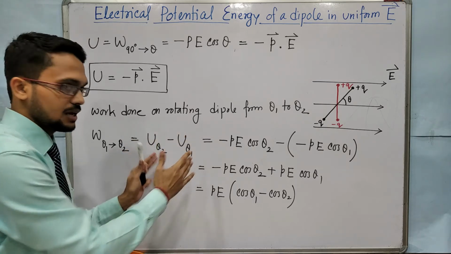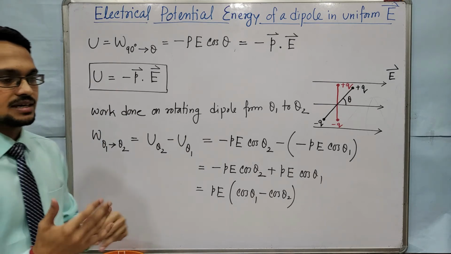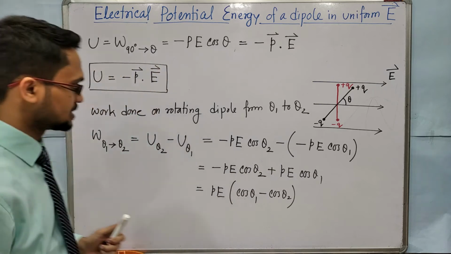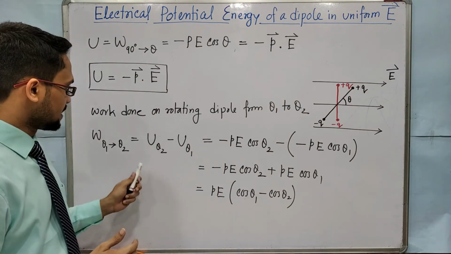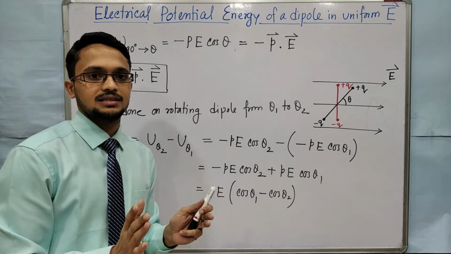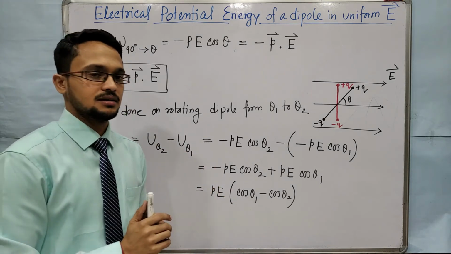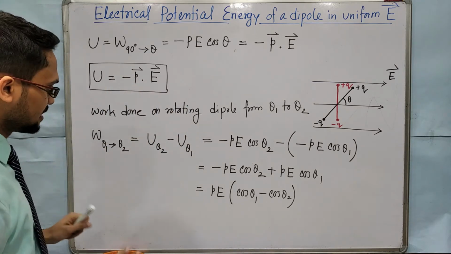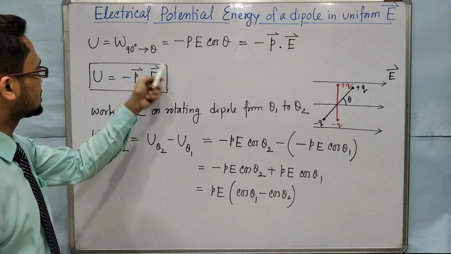This type of thing we have already done in the potential energy derivation and in the numericals related to potential energy. The work done will be the difference between potential energy at the final position minus at the initial position. You understand? Now come to this point.